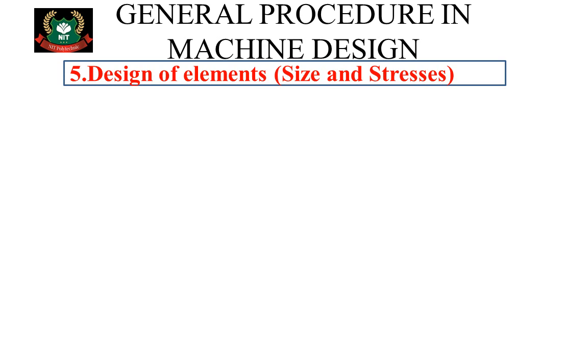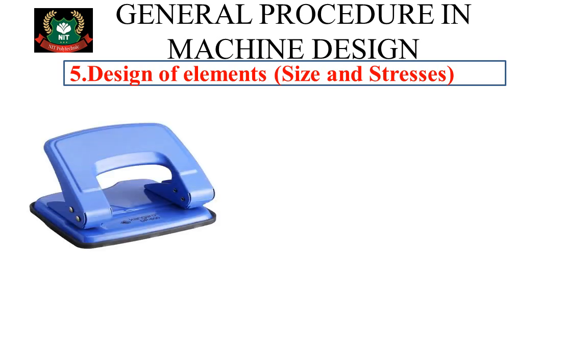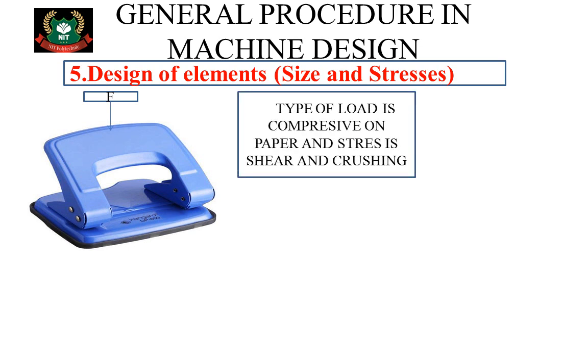Here we are explaining the fifth step of machine design, that is design of element, or finding out the size and stresses. Consider a punching machine on which force is applied on the top, so that the type of load that will be acting on the punch of the punching machine is compressive, and because of this compressive force, the shear stress and crushing stress will be developed in the punch.